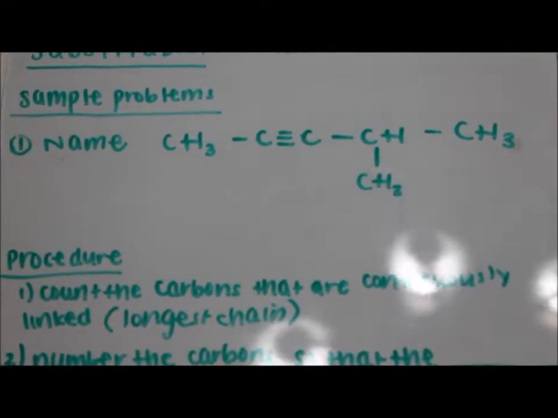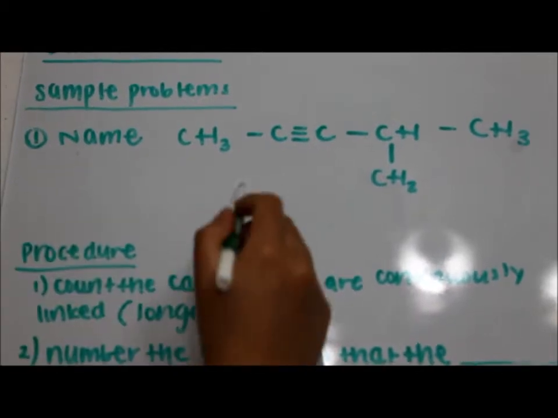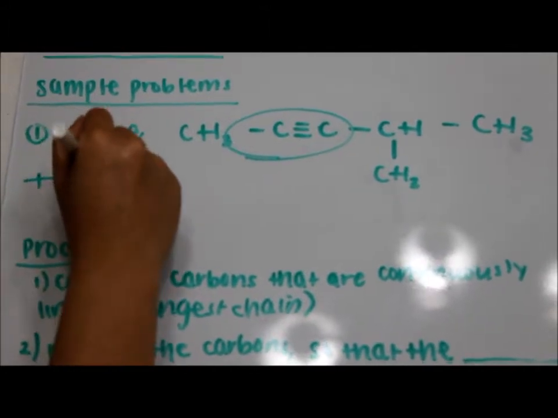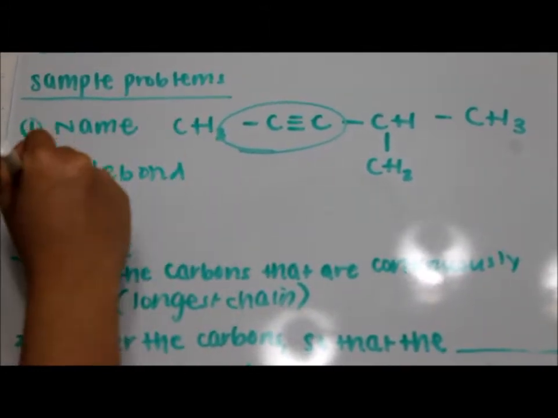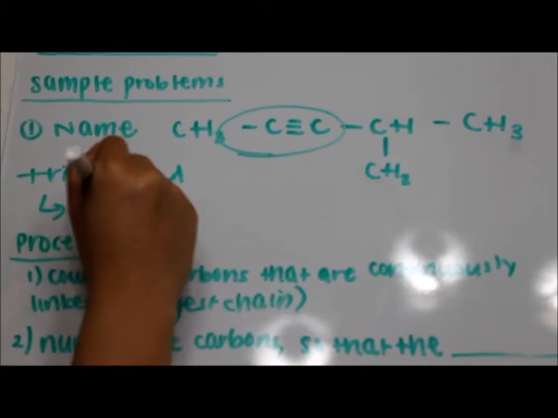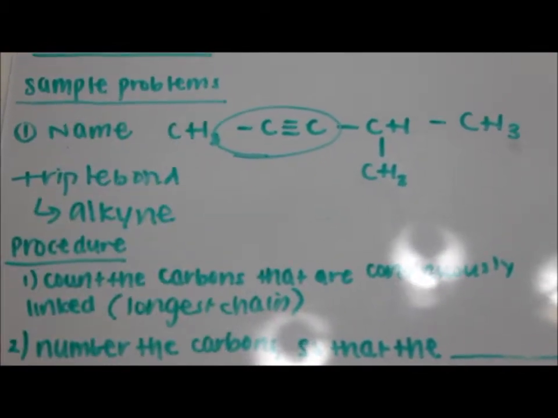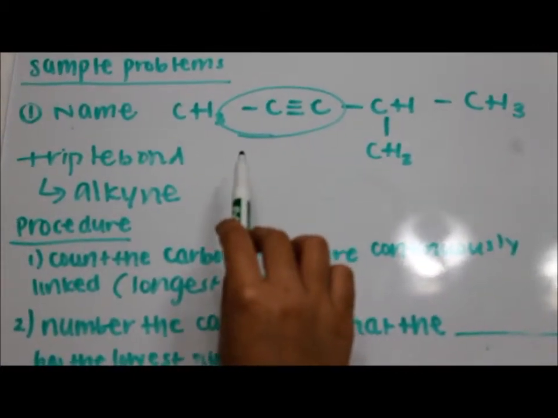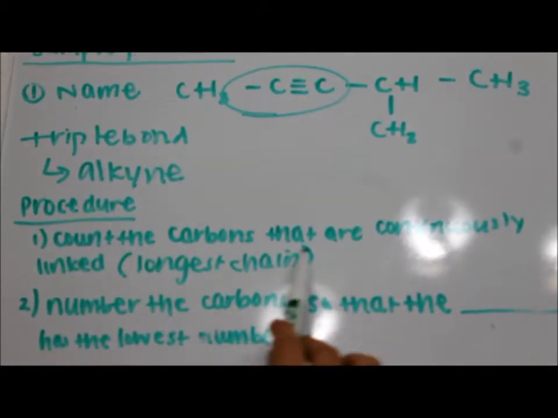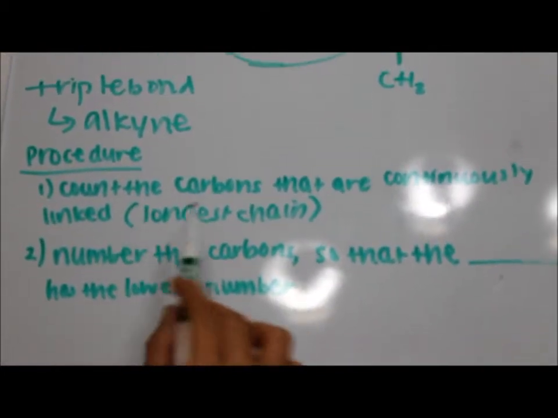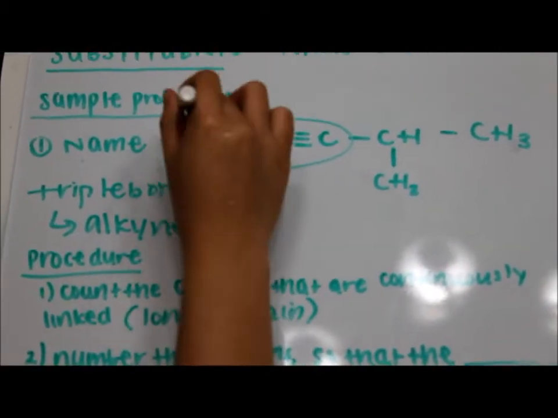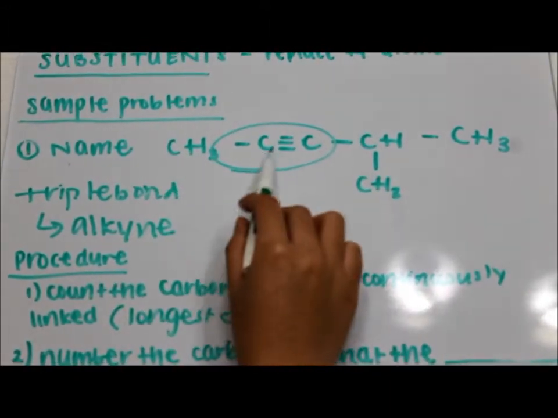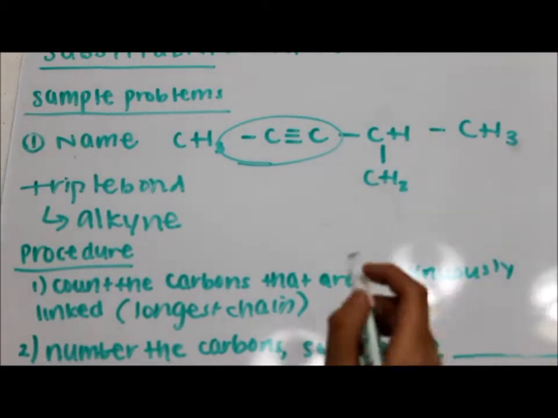First, we notice that this compound has a triple bond right here. Since it has a triple bond, we've learned that it is an alkyne. Now that we've identified that it's an alkyne, we are going to count the number of carbons that are continuously linked, or the longest chain. So we're going to count 1, 2, 3, 4, 5, or you could go 1, 2, 3, 4, 5. But either way, you get 5.